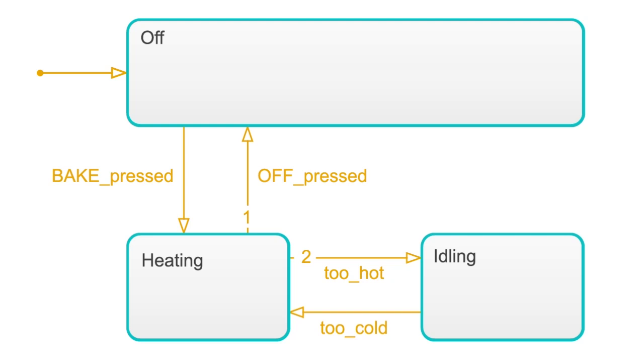Now, when you look at this diagram, you might see a slight problem with the logic. What's going to happen if you want to turn the oven off while the system is idling? Well, when the off button is pressed, nothing is going to happen in this situation because we lack the necessary transition to get us back to the off state. Therefore, we need to add another transition from idling to off with the appropriate event beside it.